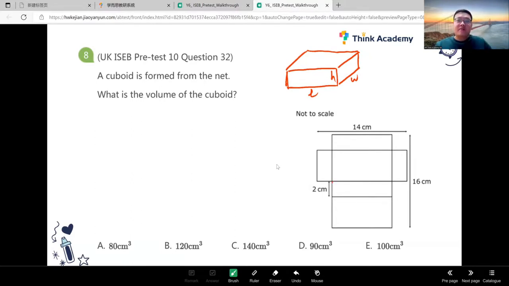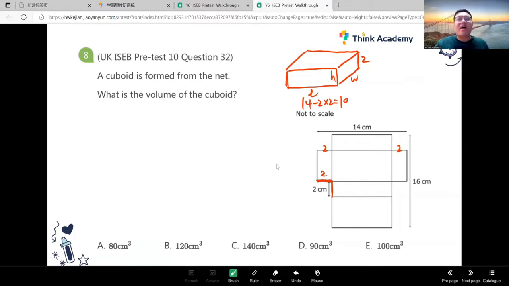So if you take a look at this small part, that will be the height if you fold it up, right? And these two will be exactly the same, because if you fold it up, these two sides will stick together. So the length will be the same. So this will be 2. So the height will be 2, and this will be 2 as well. So the length equals 14, take away 2 of 2. So that gives you 10, will be the length.